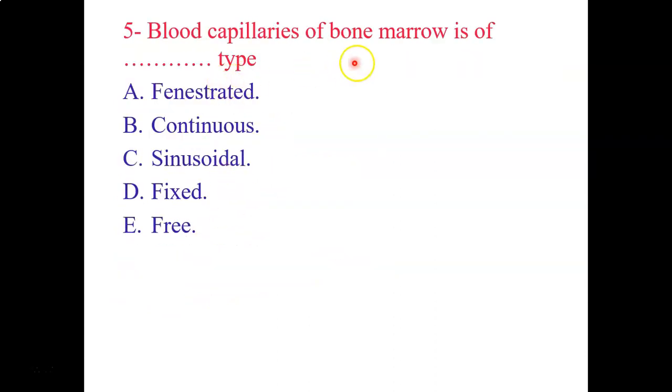Let's take the last question: blood capillaries of the bone marrow are of which type, fenestrated, continuous or sinusoidal? The answer of course is sinusoidal. We even say bone marrow sinusoids. At the very end, thank you all. I wish you enjoyed learning and got benefit of the knowledge in this lecture.